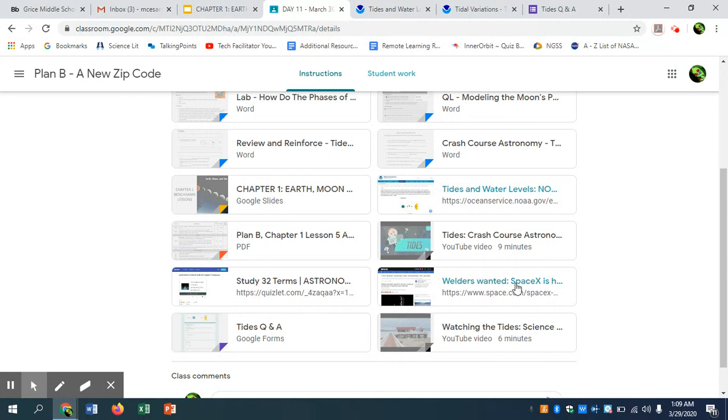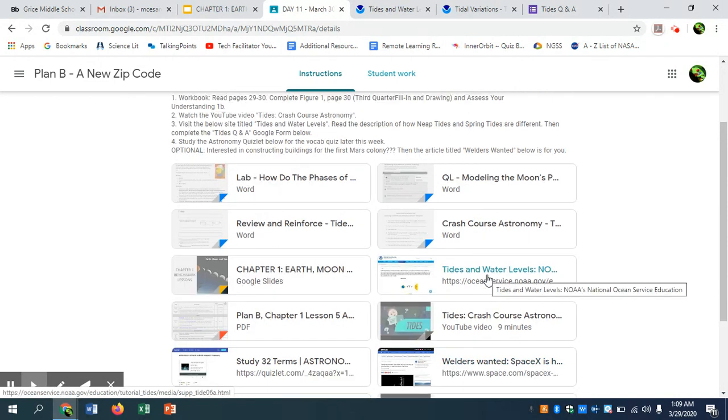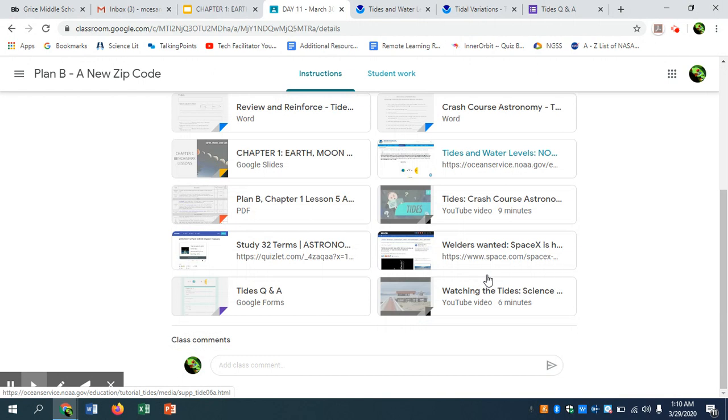And it's an article about how they're hiring people to start constructing buildings, or even in theory on paper, writing concepts for buildings for our first colony on Mars. When will that happen? I don't know. I don't know if they know even, but they are thinking about it, building a colony on Mars. So this would be a really cool article for you guys to read.